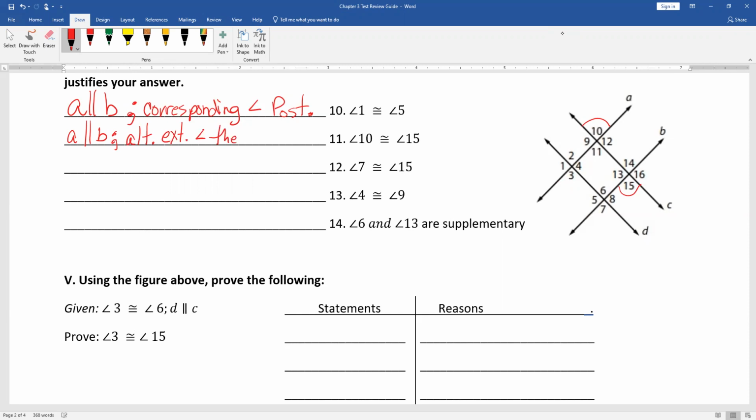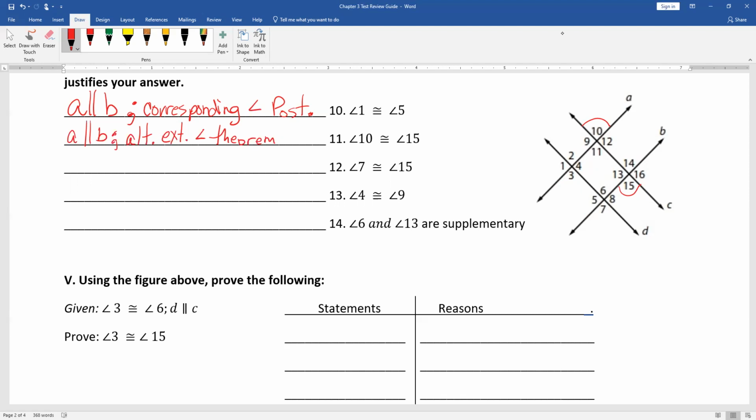I can't rest my palm on this, so my handwriting is going to be even worse than usual. But yes, the alternate exterior. They're both on the outside of the parallel lines, so they're exterior, and one is on one side of the transversal, one is on the other. So they're alternating. Okay.